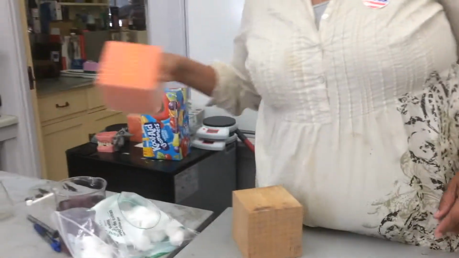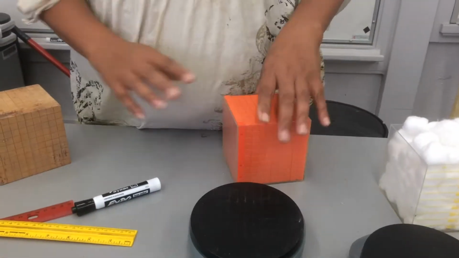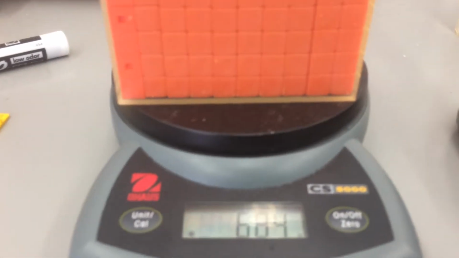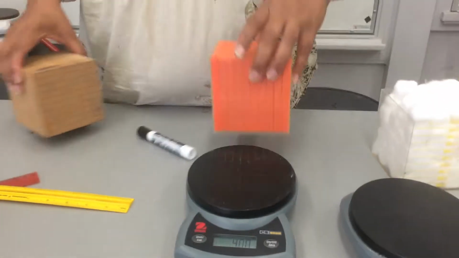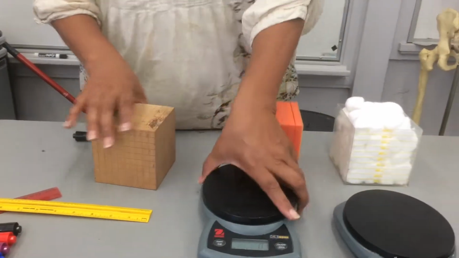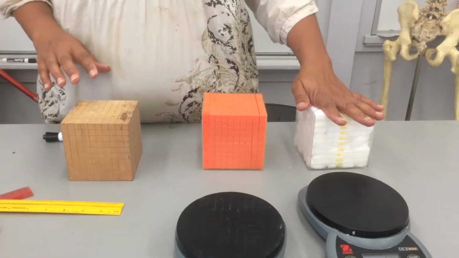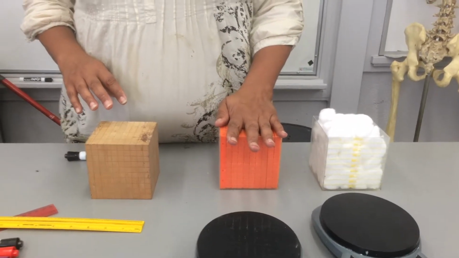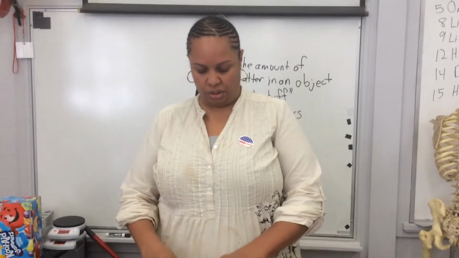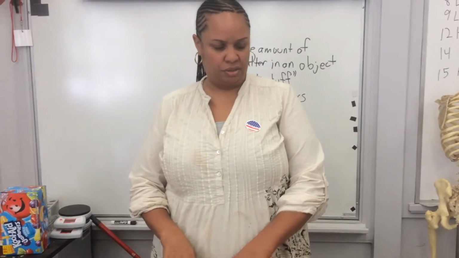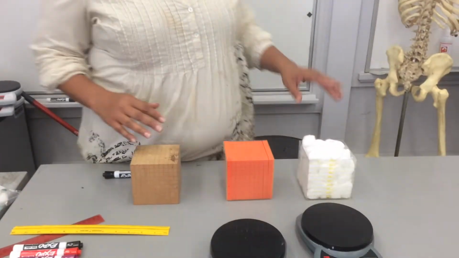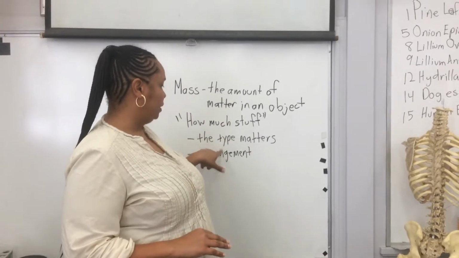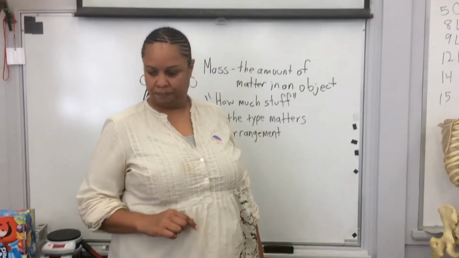I also have this one over here, still the same size, but it has plastic inside. And this one weighs 684. So they're all the same size. I have the cotton balls, which weigh 100 and something, the plastic, which weighs 600 and something, and then the wood, which weighed 700 and something. All of those have to do with the mass, the amount of matter, how much stuff, the type of matter, and the arrangement of it, okay?